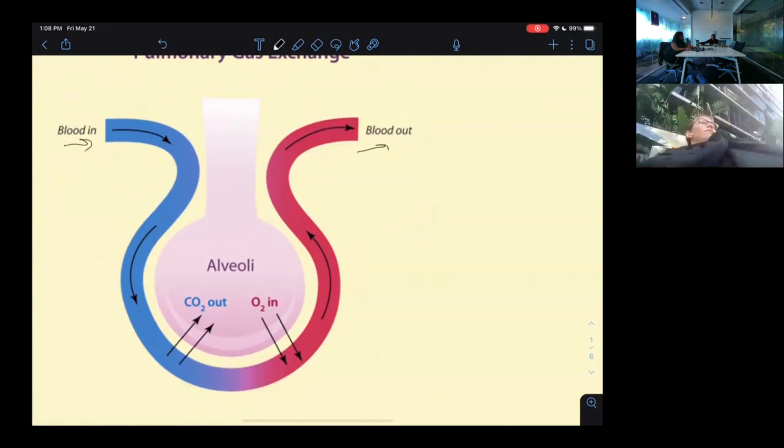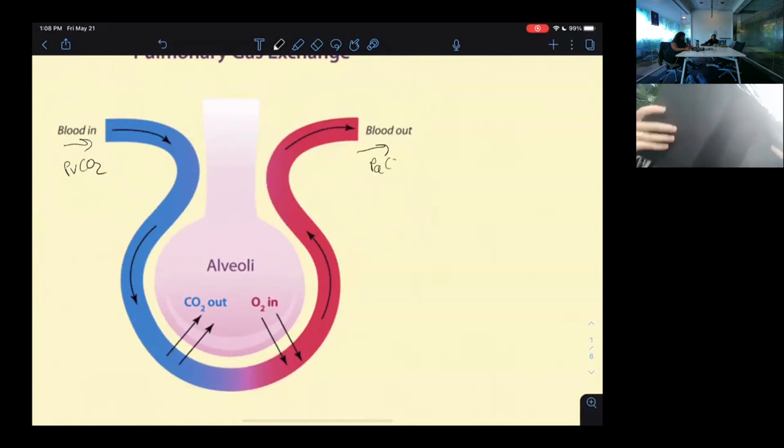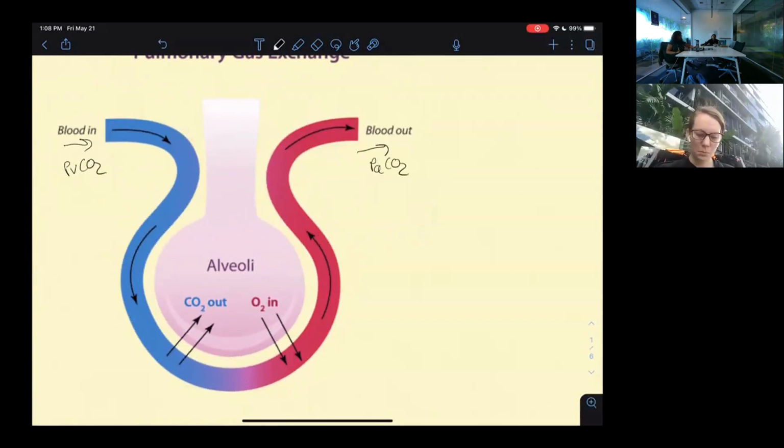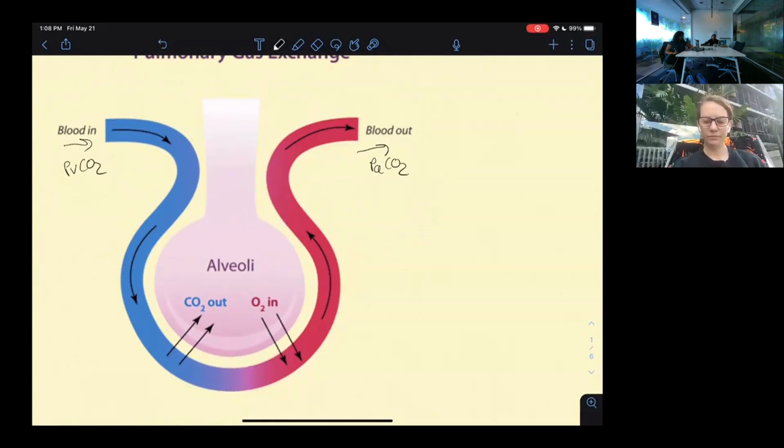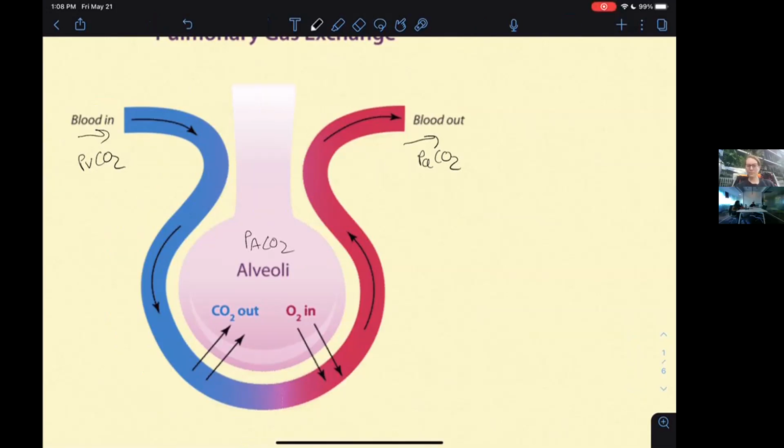and blood coming out, right? So we always have a venous pressure of CO2 that's coming into the blood, and we have an arterial pressure of the CO2 that's coming out. And then we have alveolar pressure too, pressure over the alveolus, and that's denoted by big A. So small a, arterial, big A, alveolar.